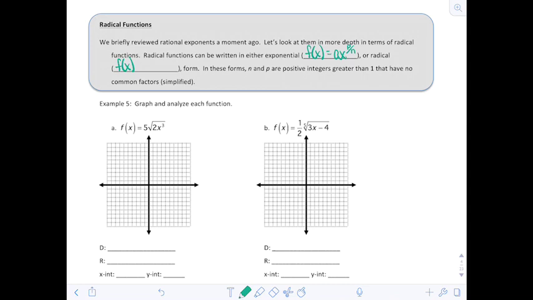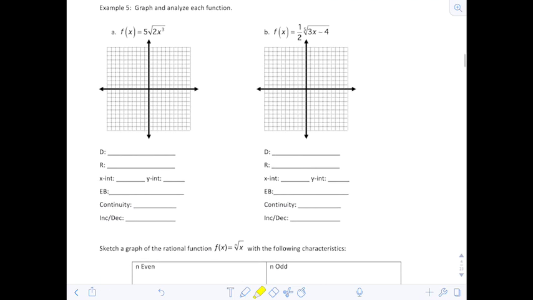If we wrote that same function in radical form, it would be f of x equals a times the nth root of x to the p power. And remember, the p can go on the outside or underneath the radical. In these forms, it's important to remember n and p are positive integers greater than 1 with no common factors, which just means they're already simplified, and there's no need to mess with it. So let's look at these two examples. Graph and analyze each function.